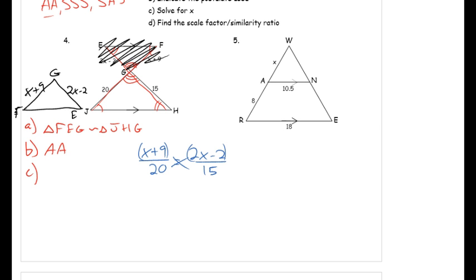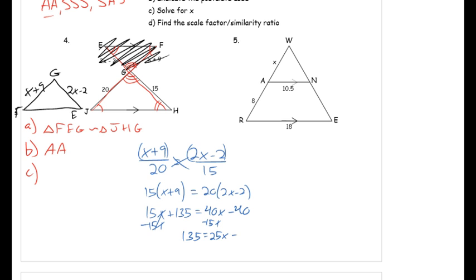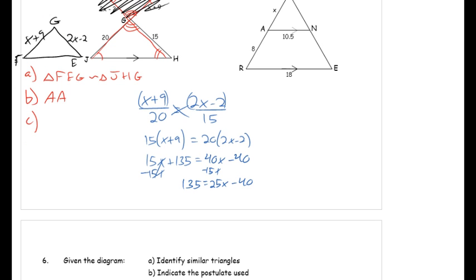Use parentheses. So we have 15 times (x plus 9) equals 20 times (2x minus 2). So you get 15x plus, let's see, that's going to be 135. Double check that. Yep. Equals, again, distribute, 40x minus 40. So we get 135 equals 25x. And again, now it's just your algebra from here.